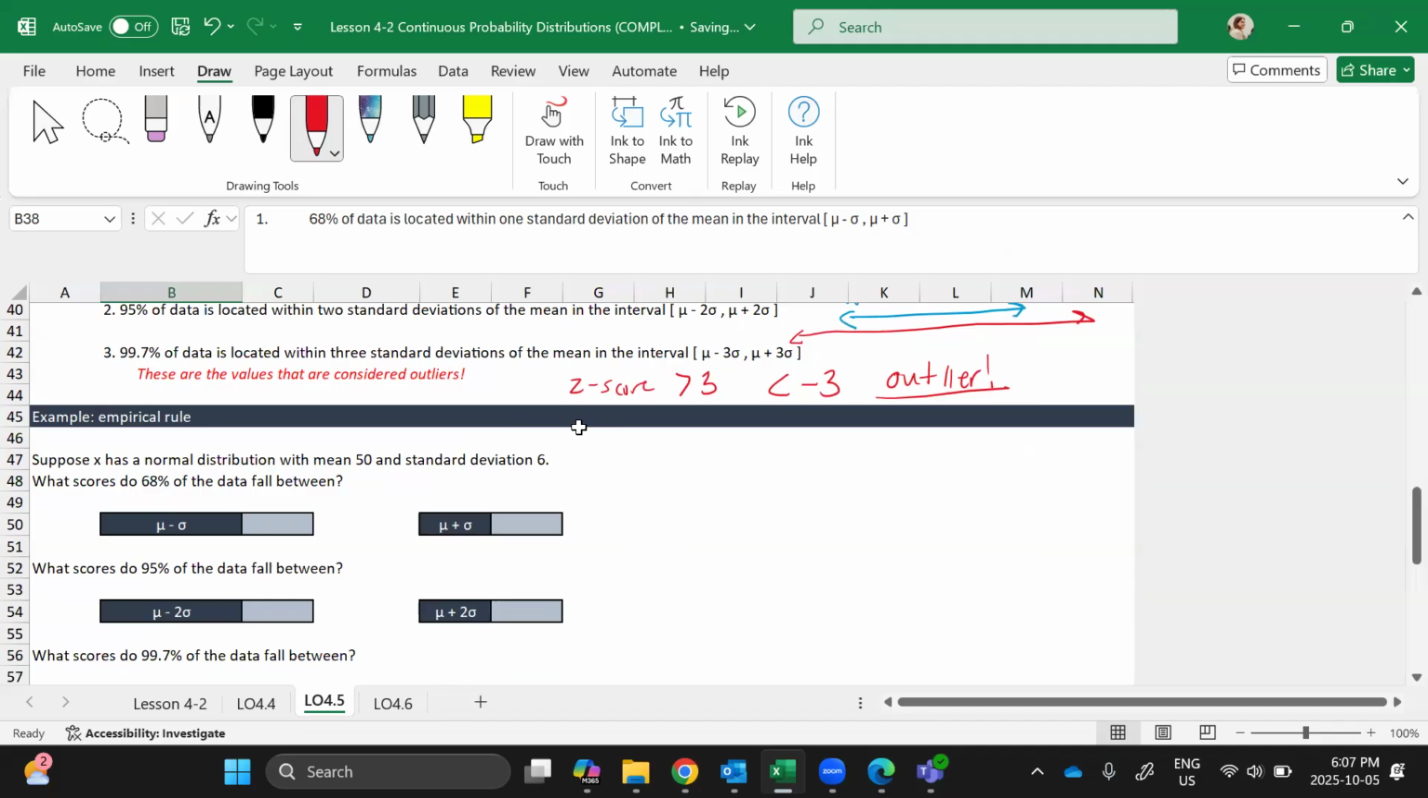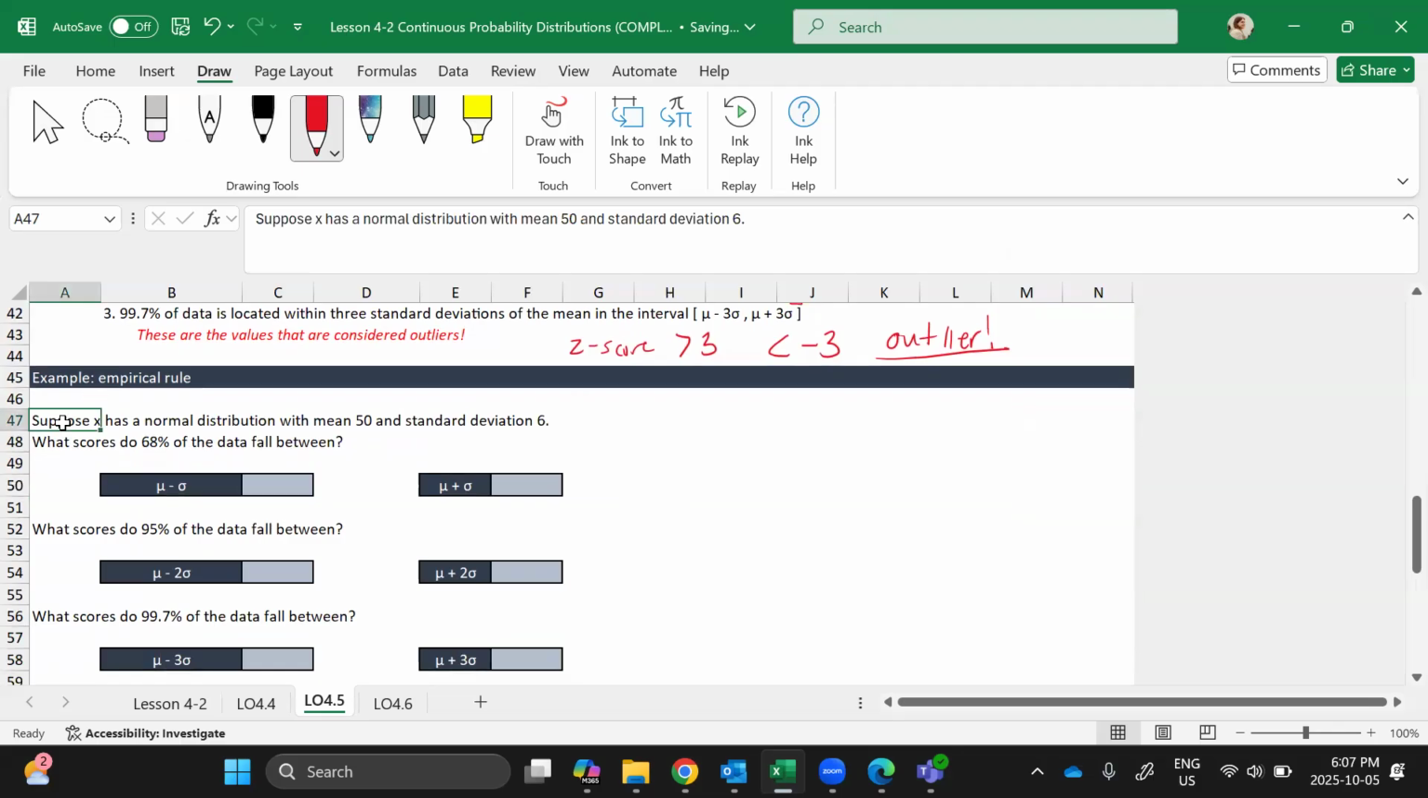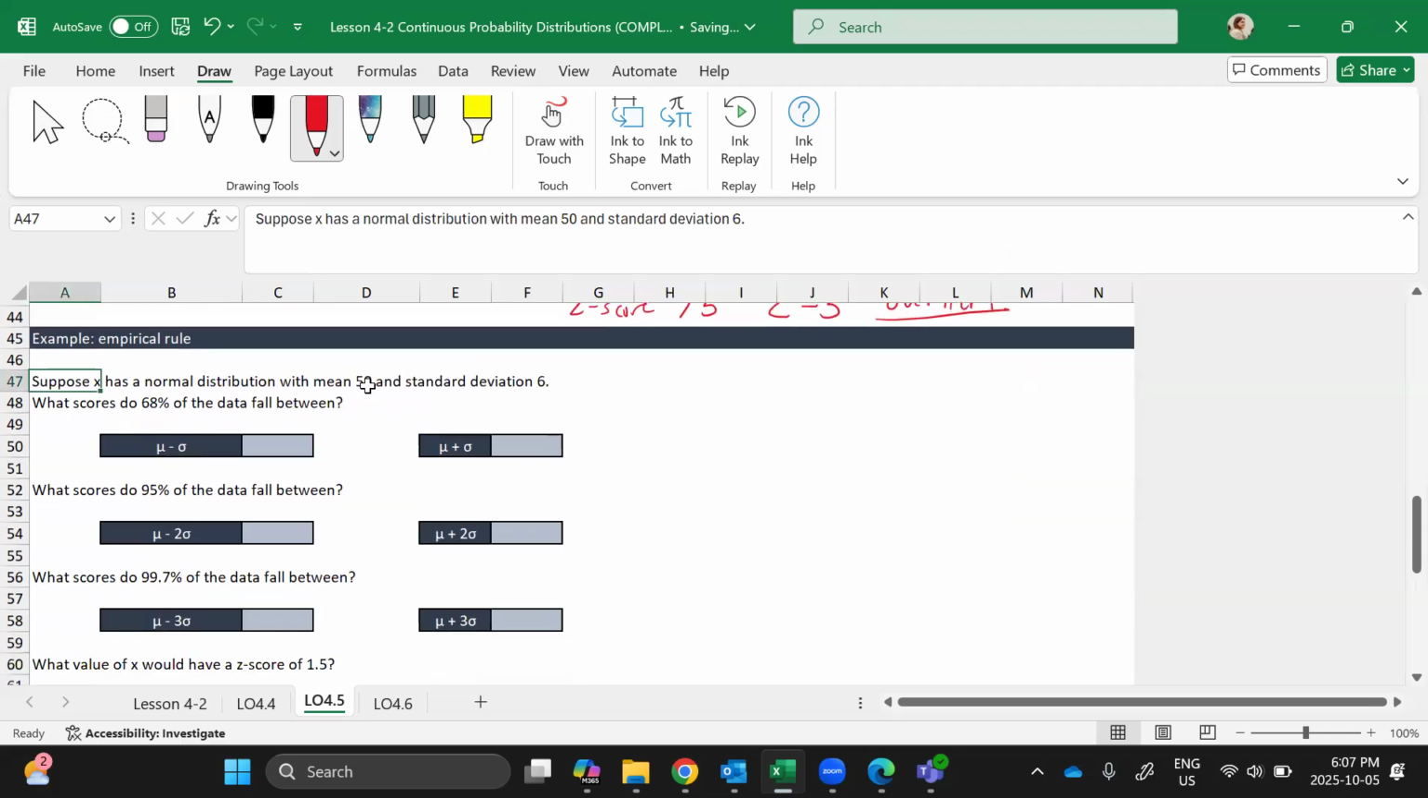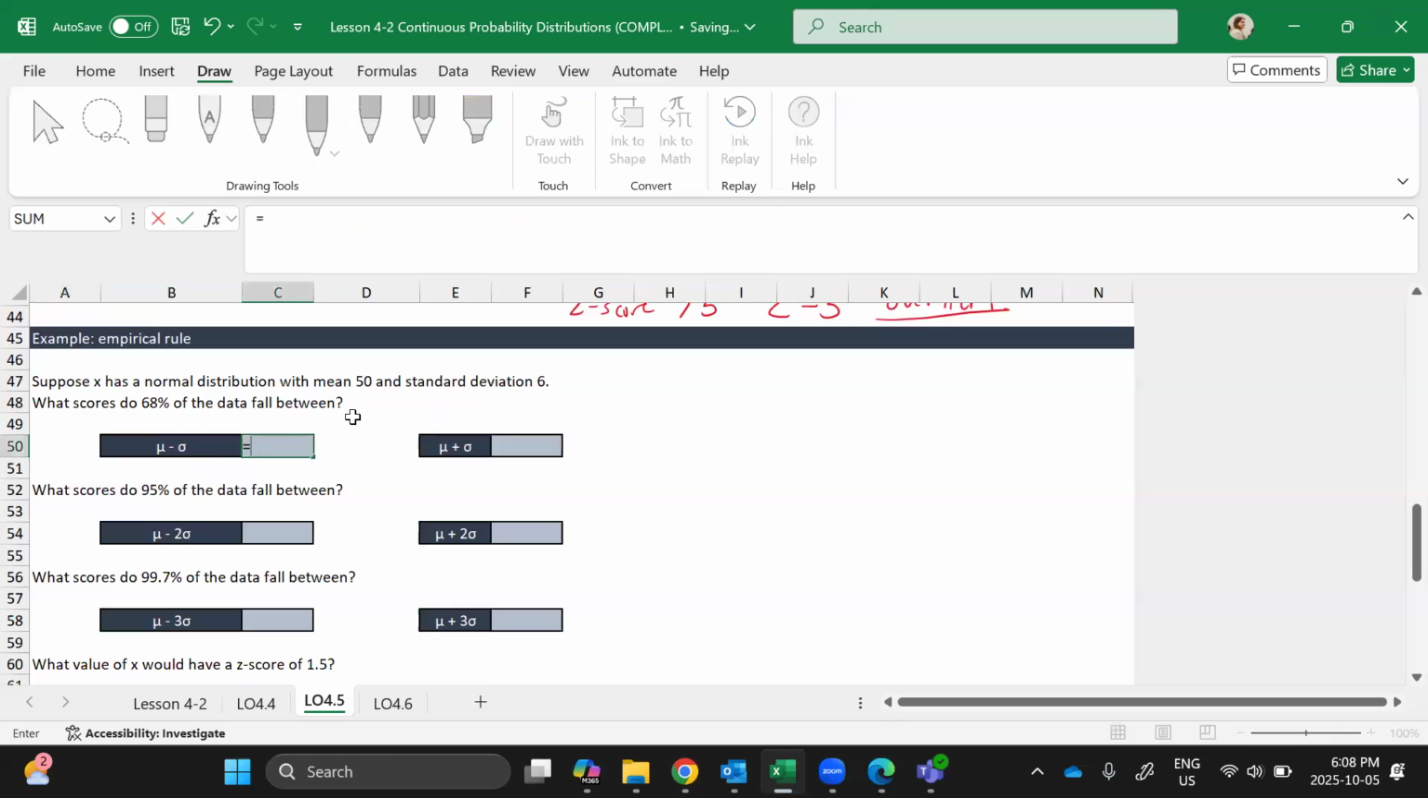So how can we use the empirical rule in calculations? Well, it's pretty simple. Here we have a normal distribution with a mean of 50 and a standard deviation of 6. If you want to find what score 68% of the data fall between, we know 68% of the data is within one standard deviation. So you take the mean minus the standard deviation and the mean plus the standard deviation. This means 68% probability of getting a score between 44 and 56 on the test, if this is test scores.